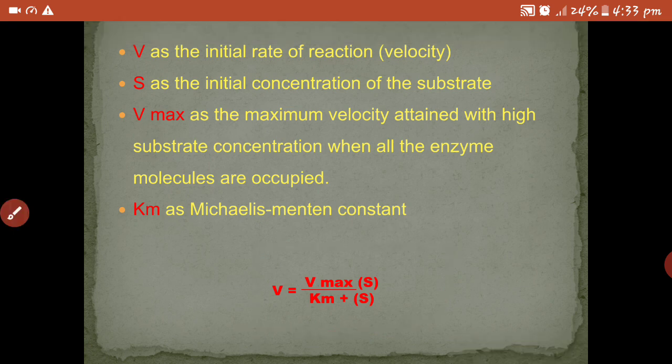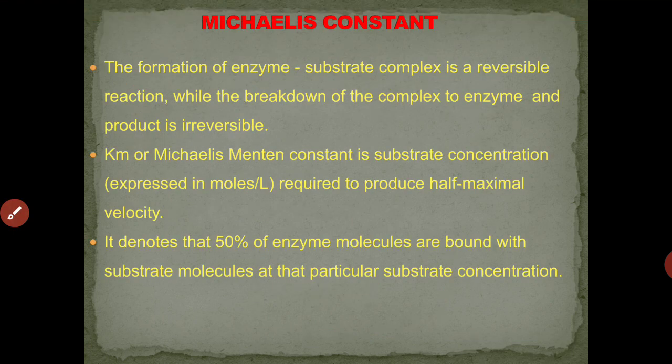Okay, let us see what Km is. The Michaelis-Menten constant, or Michaelis constant, is the constant or the substrate concentration which is required to produce half maximal velocity, that is half Vmax. Where 50% of enzyme molecules are bound with their substrate molecules at the particular substrate concentration.